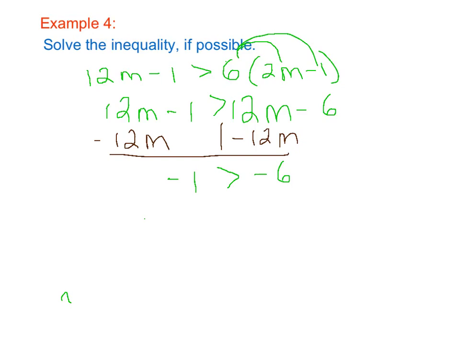And this is a true statement. Negative 1 is greater than negative 6. And if we get a true statement, that means this is possible and that our solution is all real numbers.